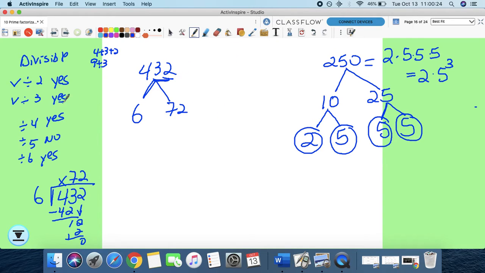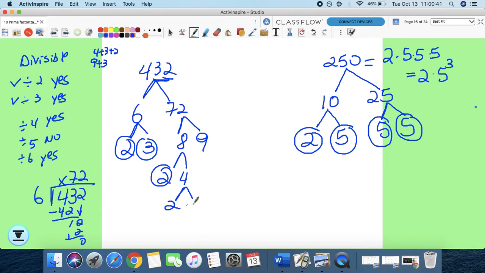Now I just do what we were doing before. 6 is a composite, so it becomes 2 and 3. Circle, circle. 72, we can do 8 and 9. 8 is 2 and 4. Circle. 4 is 2 and 2. Circle, circle. What about 9? 9 can be 3 and 3. Circle, circle.